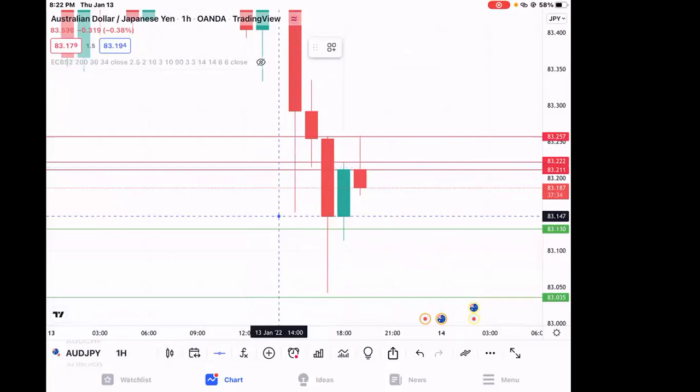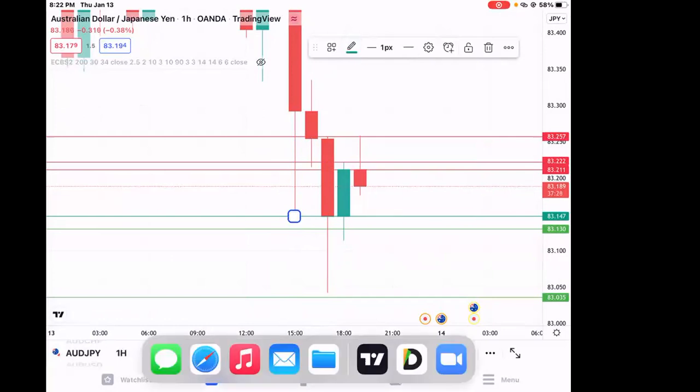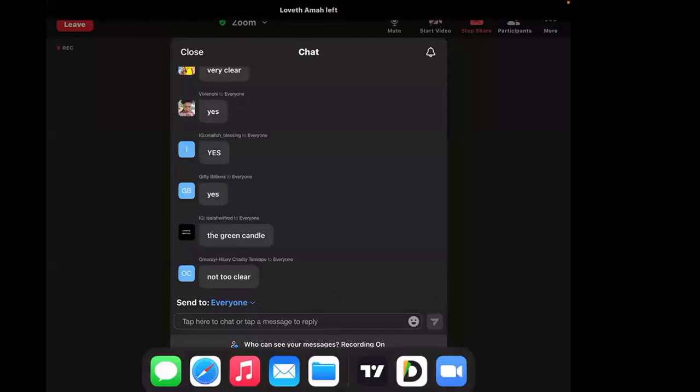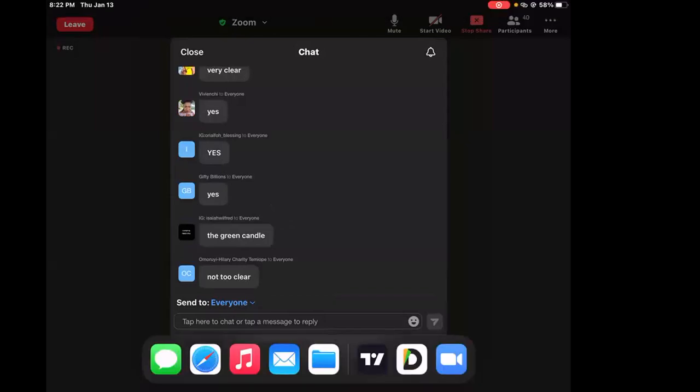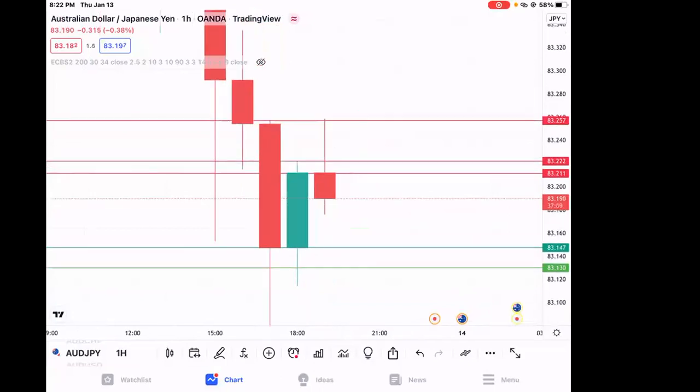Guys, if you don't understand what I'm doing, please let me know in the chat box. Any question, just ask me so I can draw back before I finish marking this 1 hour. Not too clear. I think it's much better now.